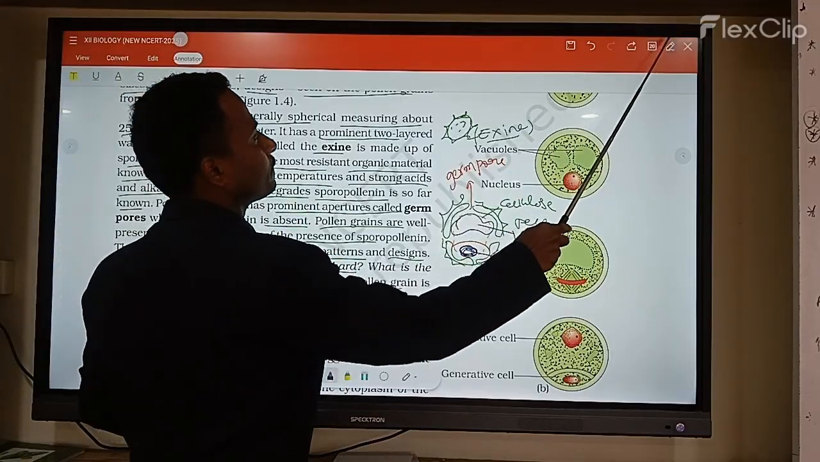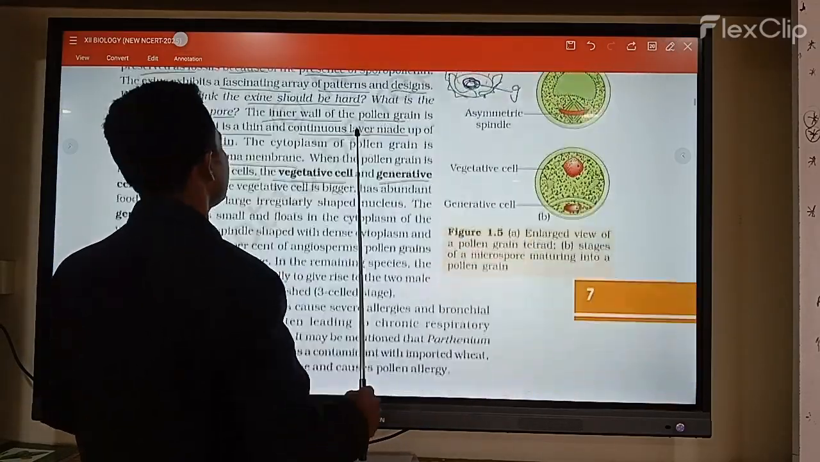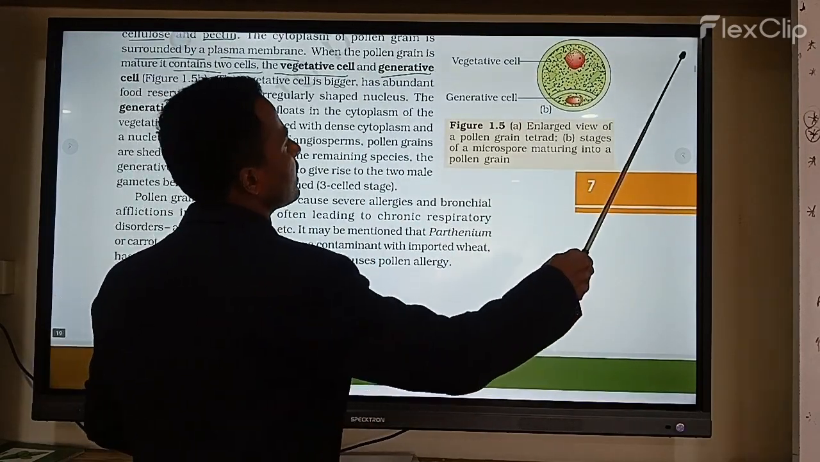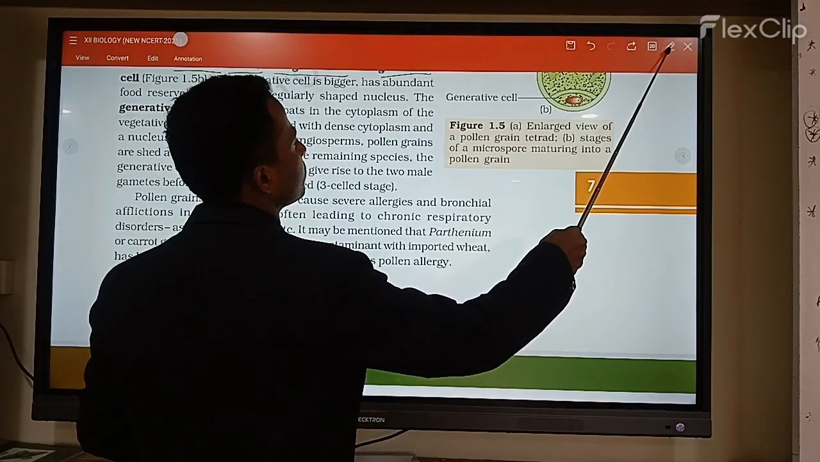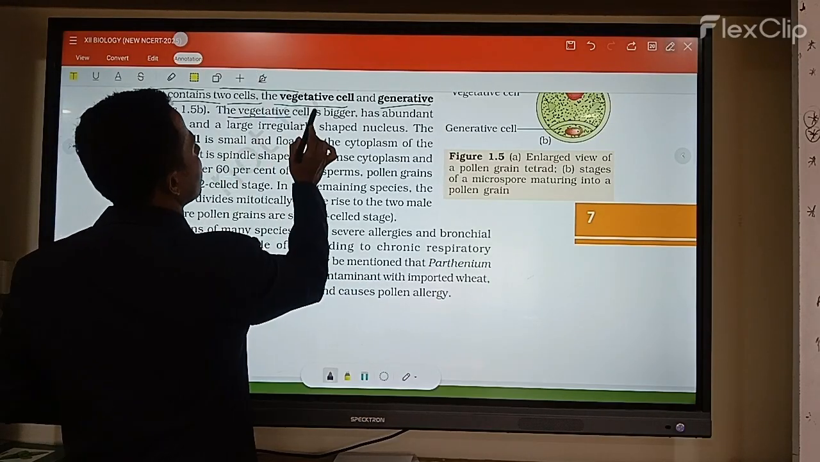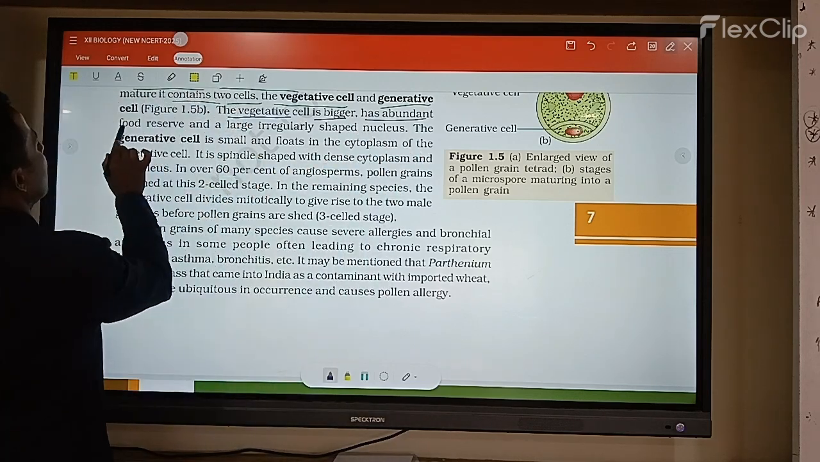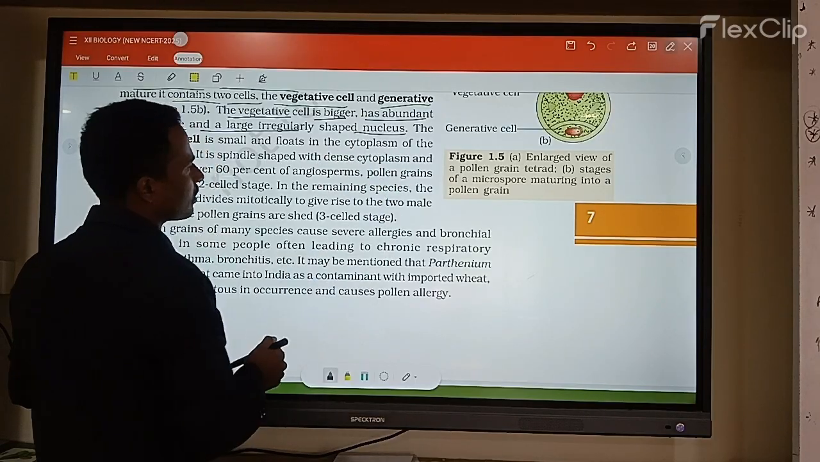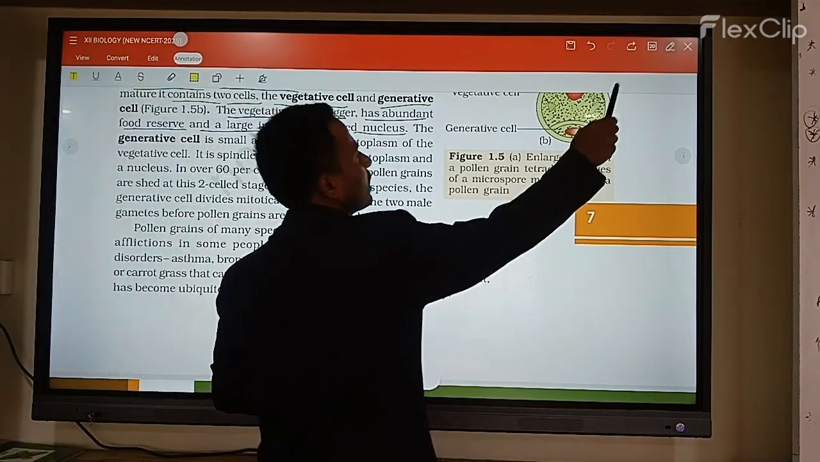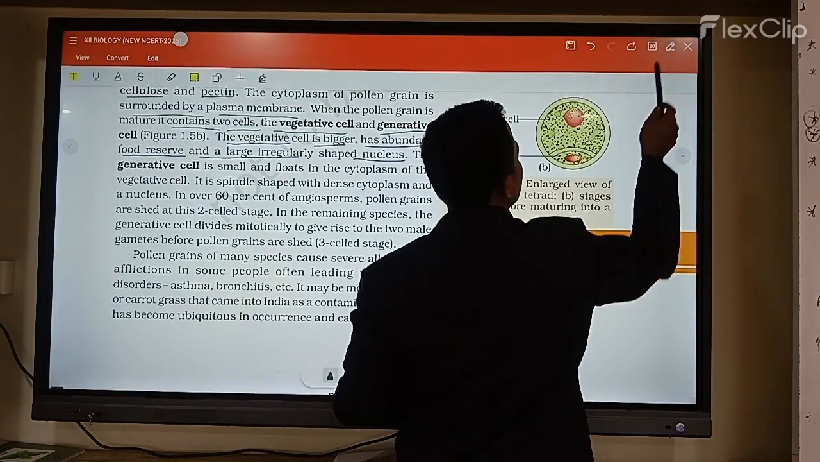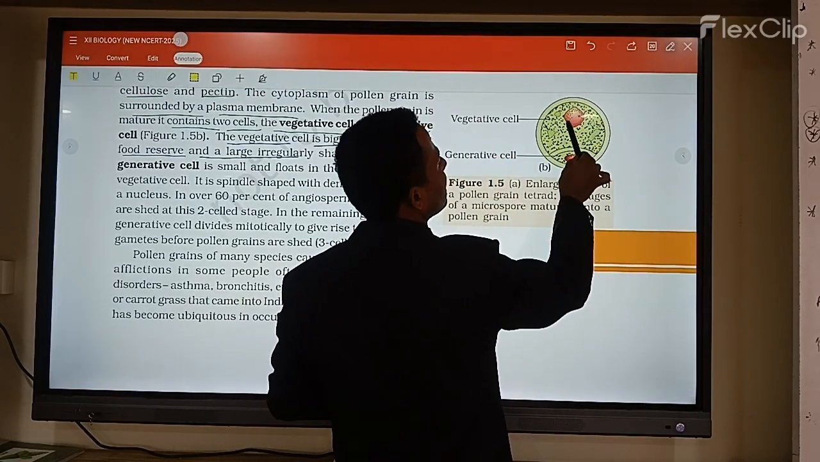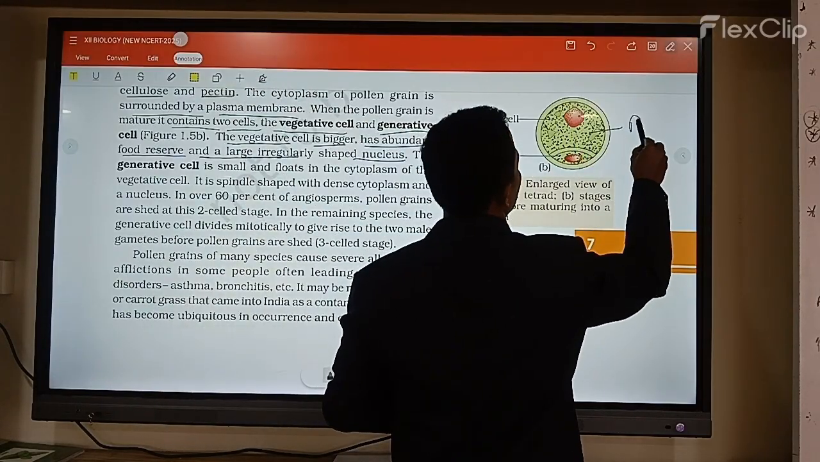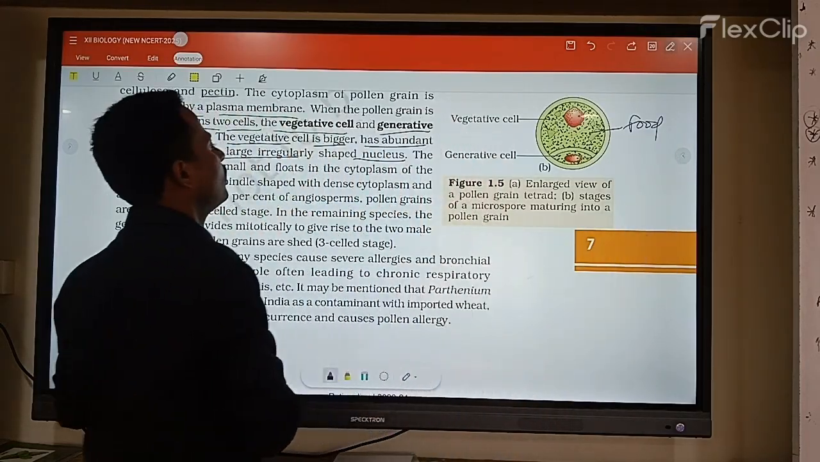Next, the vegetative cell is bigger, abundant in food reserve, and has a large, irregularly shaped nucleus. When observing this vegetative cell, you see the large irregularly shaped nucleus, and it also reserves food materials.